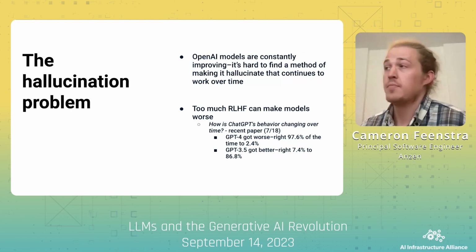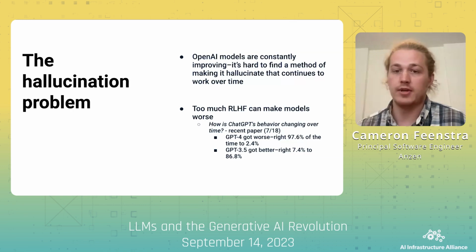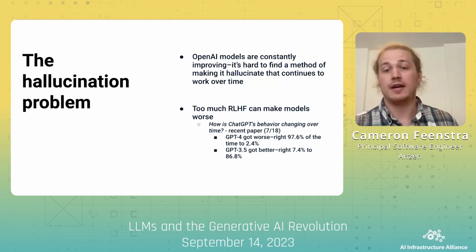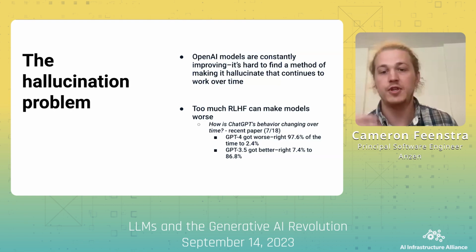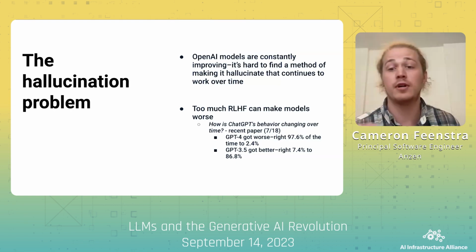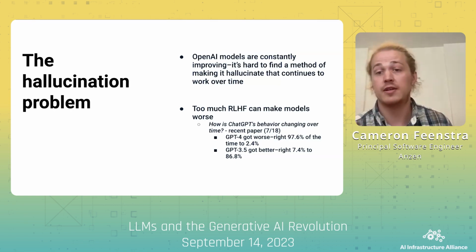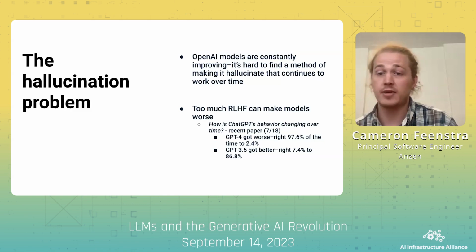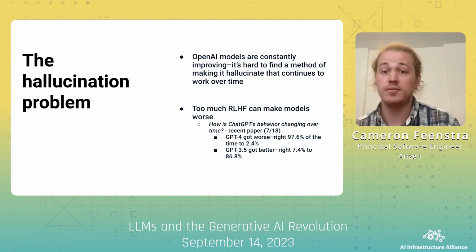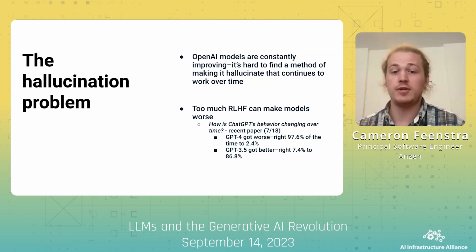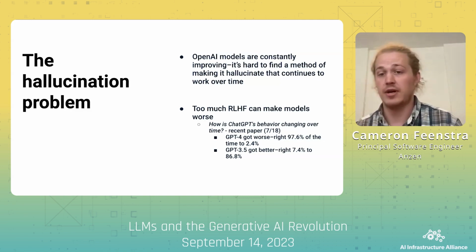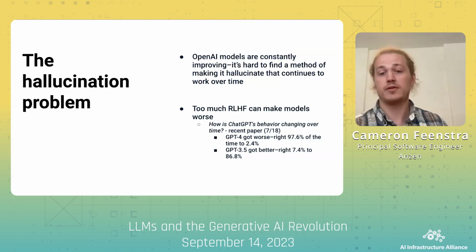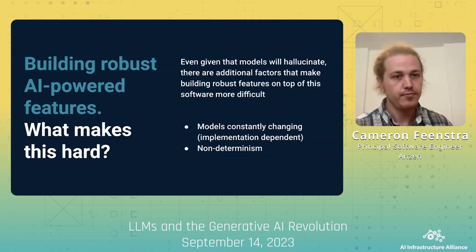There was a paper from about a month ago that tested GPT 3.5 and GPT 4 with some math questions versus results from a few months ago. GPT 4 in particular went from getting it right almost all the time to almost never. And interestingly, during the same period, GPT 3.5 got better from only 7.4% correct to 87%.